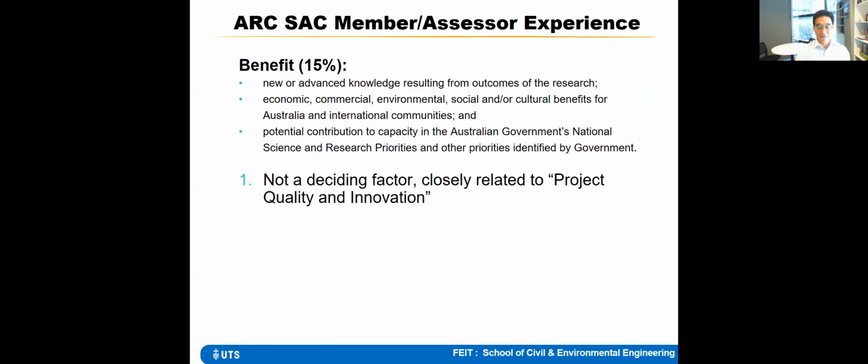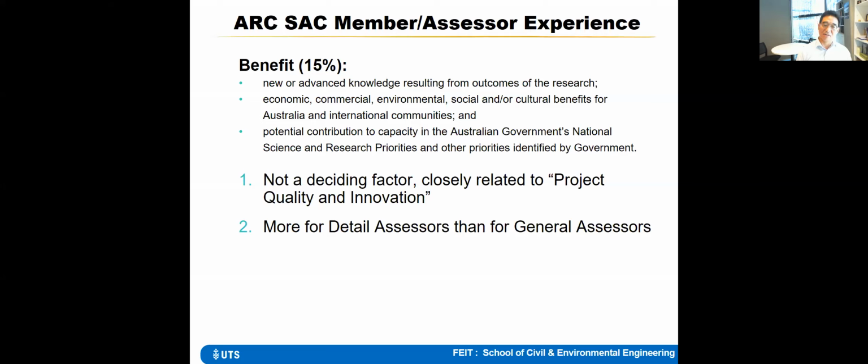The second point I'd like to make is that this part is more for detail assessors instead of general assessors. Detail assessors are supposed to be experts in the field. Not necessarily in the 5 digit FOR codes, but at least in the 3 digits, like civil engineering or mechanical engineering, not necessarily geotech, which is part of civil.